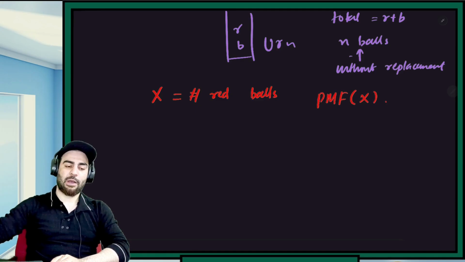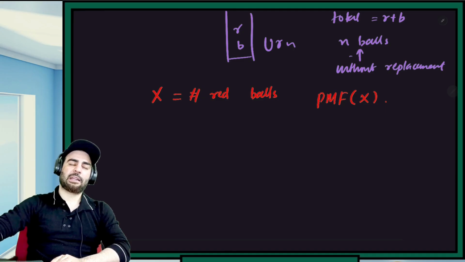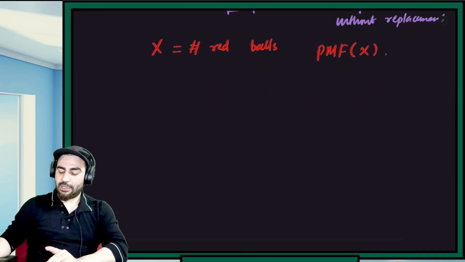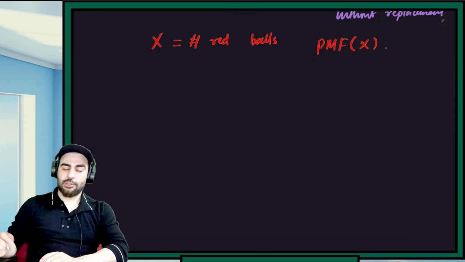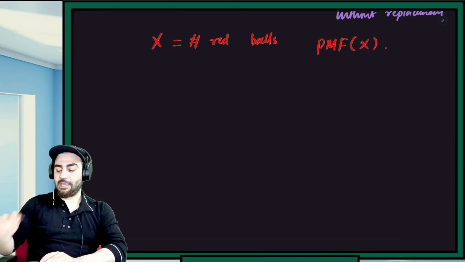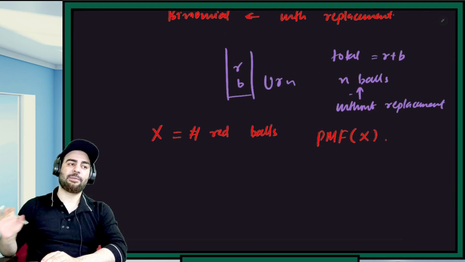Can you compute it now? I'll give you maybe 5 minutes to think and come up with the answer. So now you clearly saw that if X is this random variable, the number of red balls, you should not confuse it with binomial, because here it is without replacement. So it will become hypergeometric.